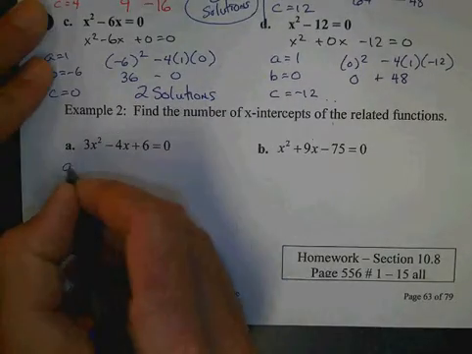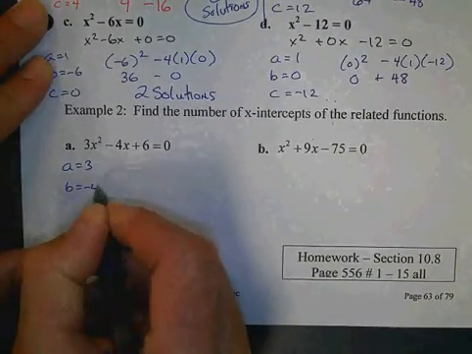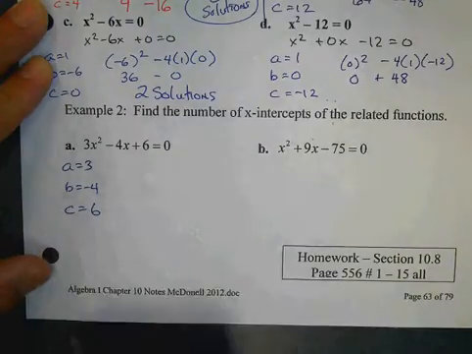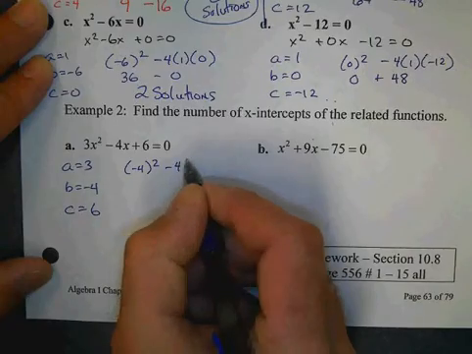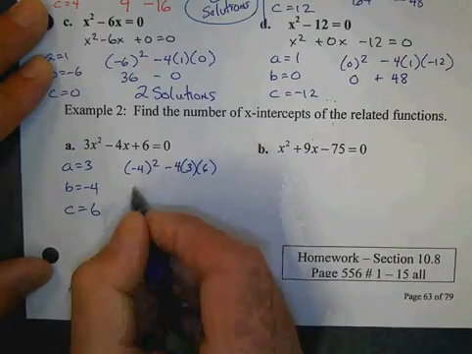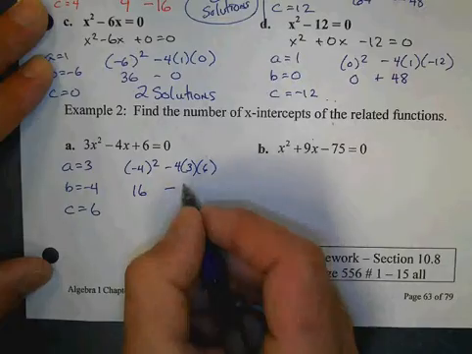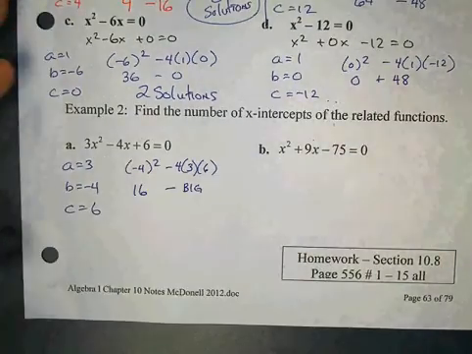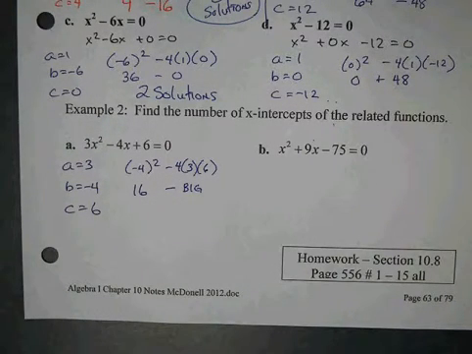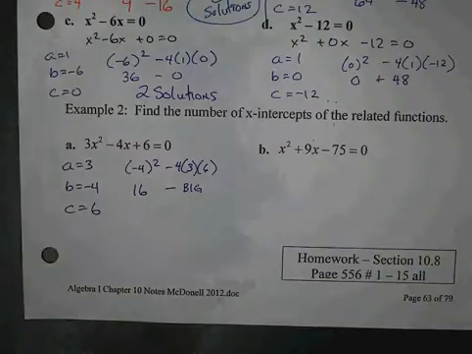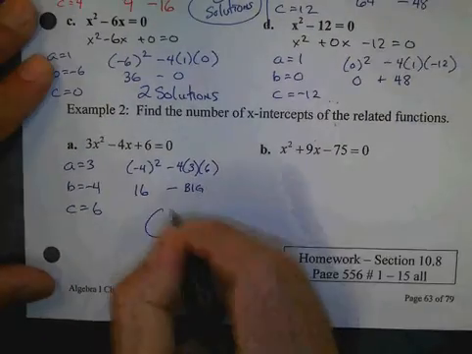A equals 3, B equals negative 4, C equals 6. Negative 4 squared minus 4 times 3 times 6, that's 16 minus a big number. It's negative 72. I don't even care. Here's why. Is 4 times 3 times 6 bigger than 16? So 16 minus a big number is going to be what kind of number? Negative. Therefore, how many answers? 0.